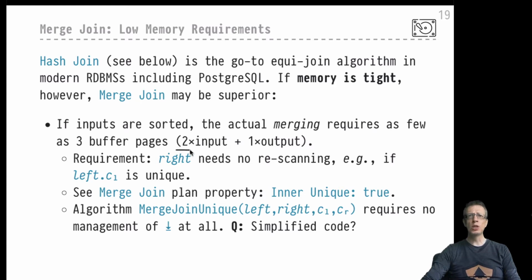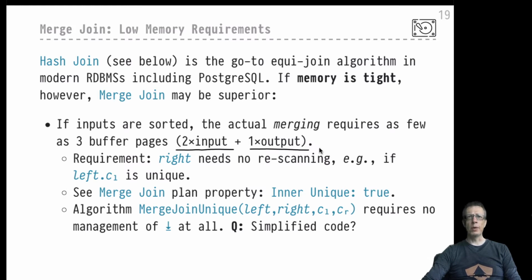2 of the pages would be used to hold the current rows of the left and right input tables. And in one of these pages, we would construct our joined output. Of course, whenever the output page is full, we would just flush it and then make room for the generation of new output rows. Okay.